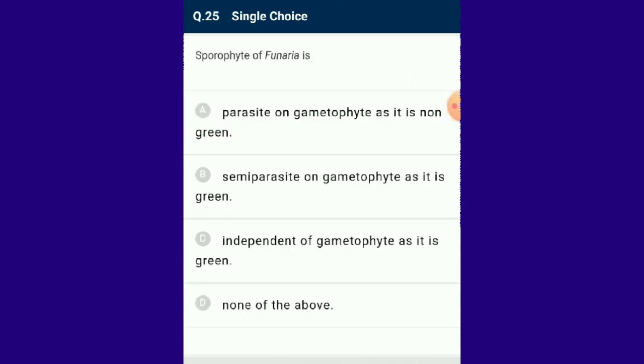Question number 25. Sporophyte of Funaria is. Funaria is a moss which belongs to the class Bryopsida. It has an erect gametophyte which is multicellular, with oblique rhizoids and a stem-like erect structure bearing small leafy appendages. Gametophyte possesses distinct antheridia and archegonia. Sperms are biflagellated. Fusion of gametes results in the formation of a diploid zygote. The embryo grows and forms a sporophyte with foot, seta, and capsule. The sporophyte is partially dependent on the gametophyte. So the answer for this question is option B. Semi-parasite on gametophyte as it is green.